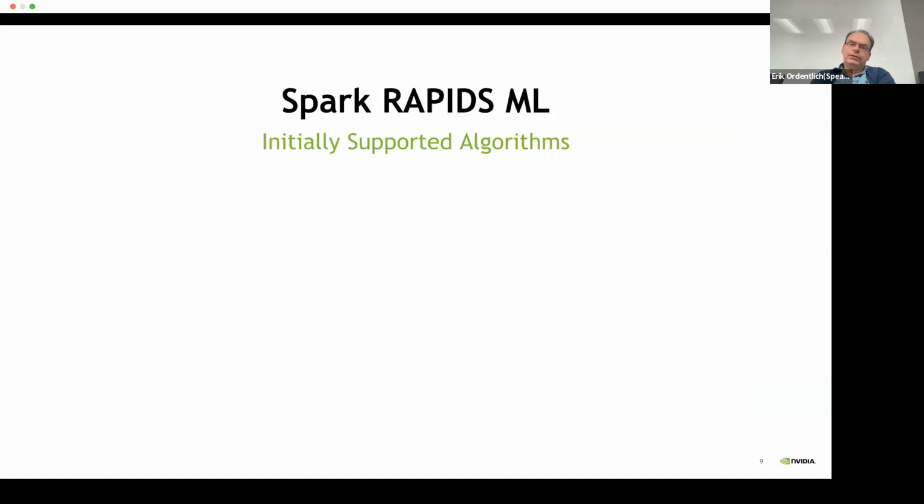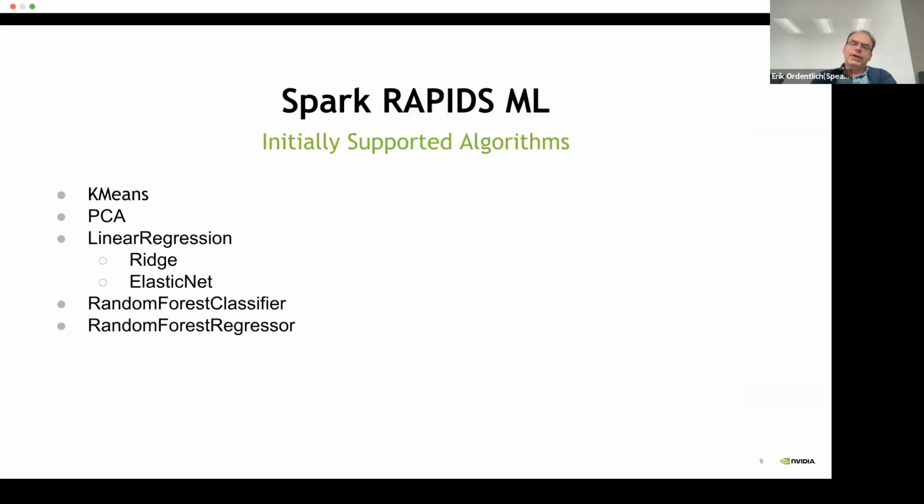So coming back to Spark RAPIDS ML, we've kicked things off with the following initially supported algorithms. We've got k-means, PCA, linear regression with different types of regularization, and random forest classification and regression. All of these have counterparts in Spark ML, of course. And while this is our initial list of algorithms, we're certainly planning to expand this and cover more of what's in Spark ML.